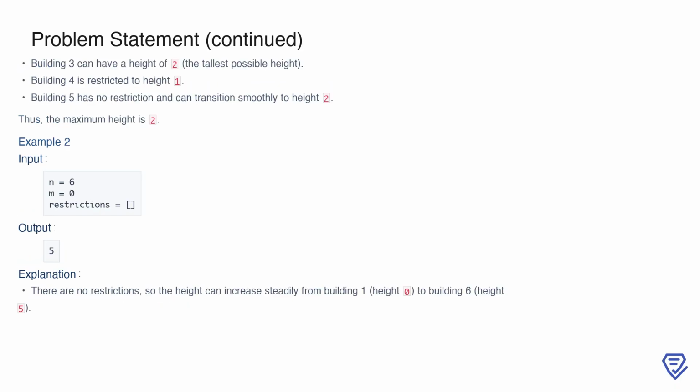Now, consider a scenario where there are no restrictions. For instance, if n equals 6, m equals 0, and the restrictions array is empty, the output would be 5. With no restrictions, the heights of the buildings can increase steadily from building 1, which has a height of 0, to building 6, which reaches a height of 5. In this case, the absence of restrictions allows for a maximum height that simply follows the natural rule where the height difference between consecutive buildings is at most 1. This example highlights how the lack of constraints enables a smooth and consistent increase in height across the sequence of buildings.